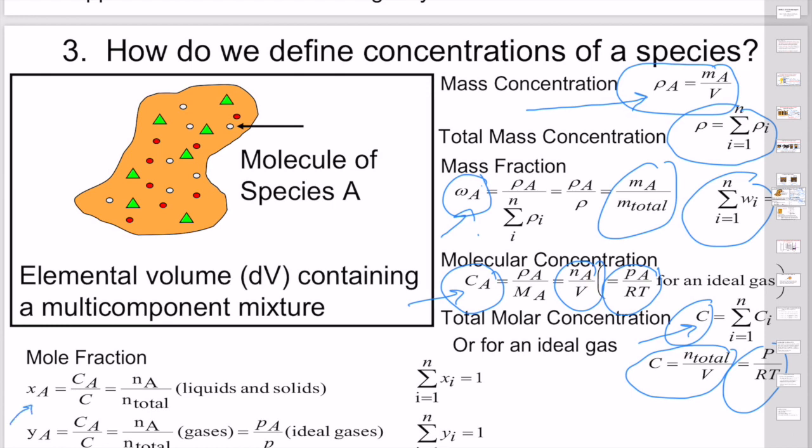And of course, mole fraction is just the number of moles of that species over the total number of moles. It's also the concentration of that species over the total concentration. So both of those are the same for liquids and solids, as well as for gases. Also, for gases, using the ideal gas law, the mole fraction is the partial pressure over the total pressure.